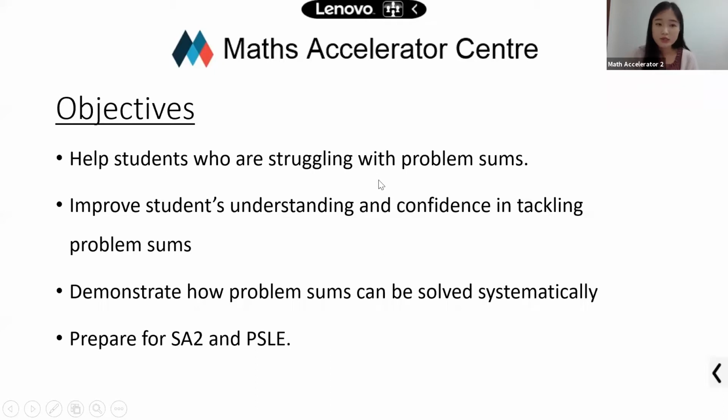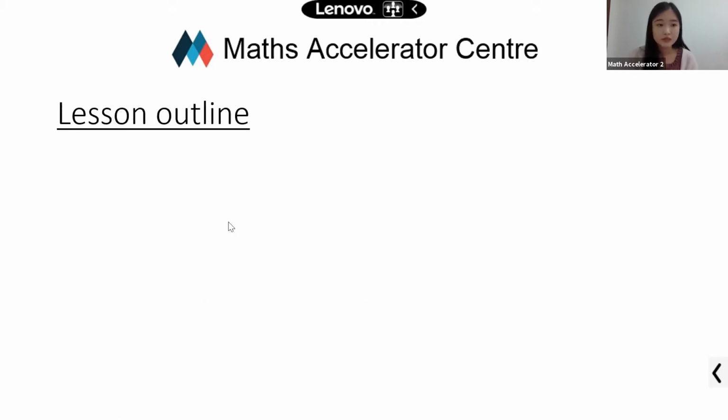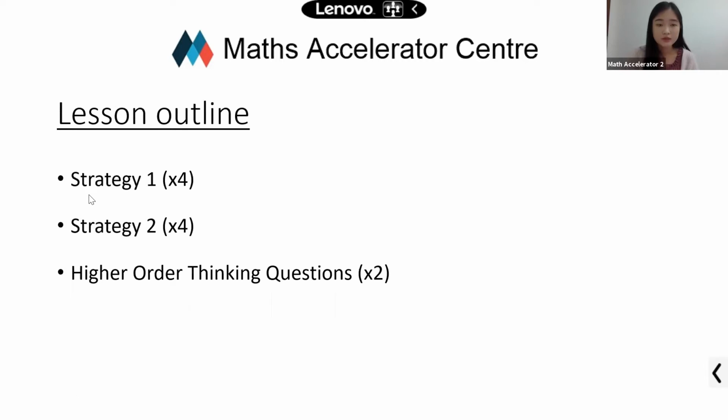I know your SA2 and PSLE are coming up very soon, so this is also one of the objectives, to help you prepare for your SA2 and PSLE. The lesson outline will be 2 different strategies, 4 questions each. And at the end, we'll be doing 2 higher order thinking questions, which are about 4 to 5 marks.